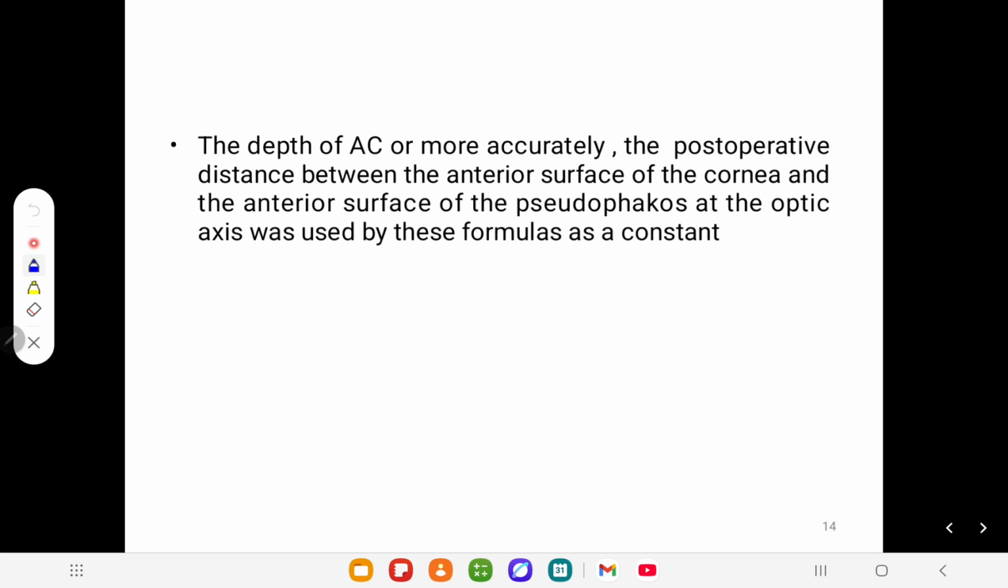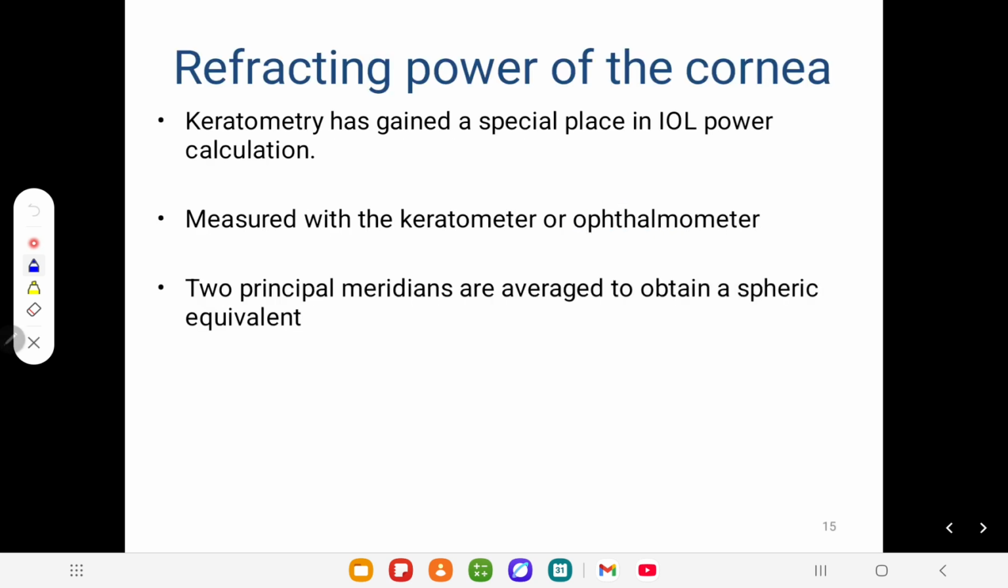Okay, so the depth of AC, or more accurately, the post-operative distance between the anterior surface of the cornea and the anterior surface of the pseudophakic lens at the optical axis, was used in this formula as a constant, because I have already told you why it is important, because of the Gullstrand third component.